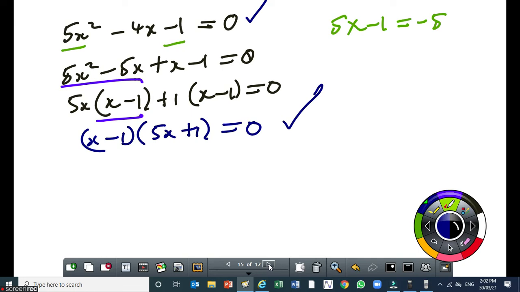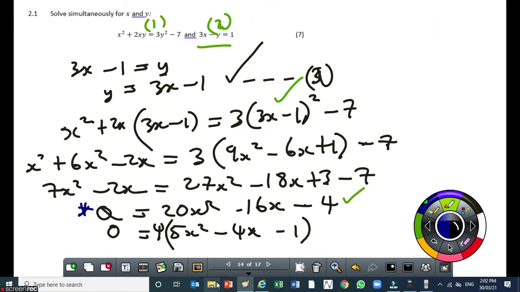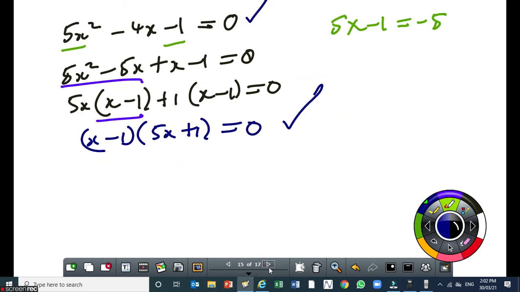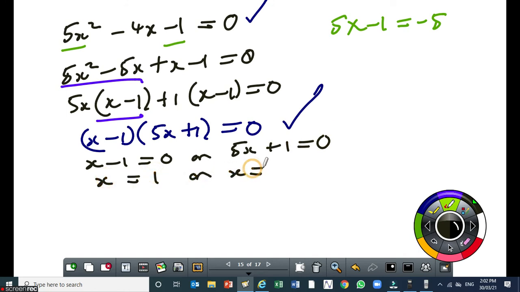If it happens that you make a mistake, say here, then you substitute correctly, you carry on nicely, you will lose 1 mark in total. If you don't make any other mistake, for a question like this, you can get 6 out of 7. You make 1 silly mistake. Okay? So we are here now. So this becomes x minus 1 equal to 0, or 5x plus 1 equal to 0. So this will give you x equal to 1, or x equal to minus 1 over 5.